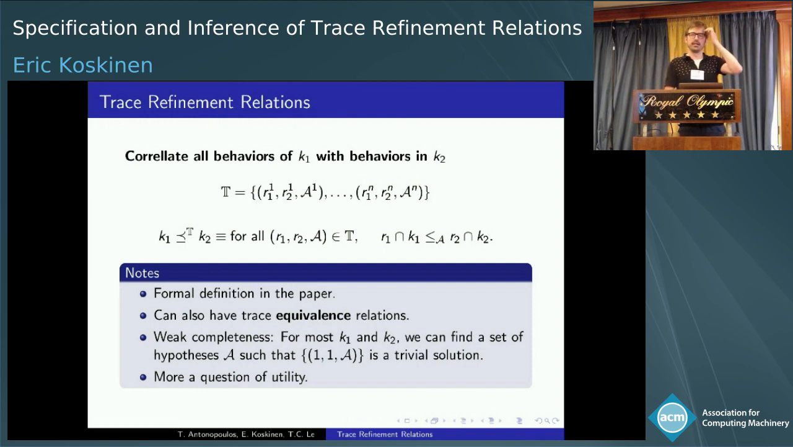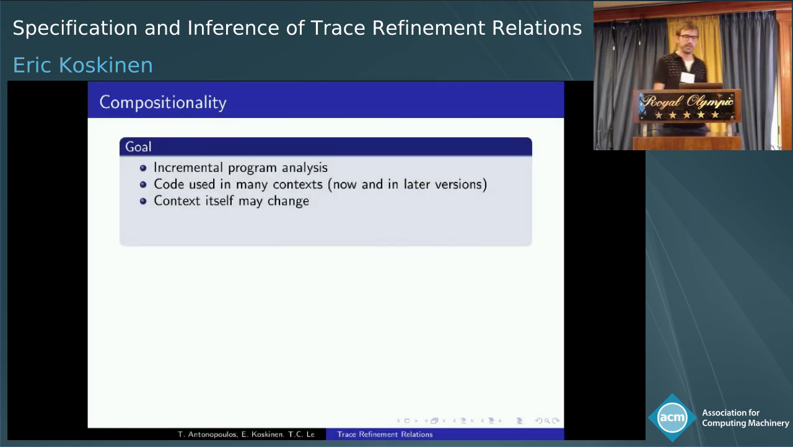Now, I've kind of been loose about the distinction between inclusion and equivalence. You can define it any way you like. The formal details of that can be found in the paper. Also, there is a weak notion of equivalence, which is fairly straightforward, because you can always just introduce axioms to reduce everything to skip. So it more comes down to a question of utility for understanding how they relate.